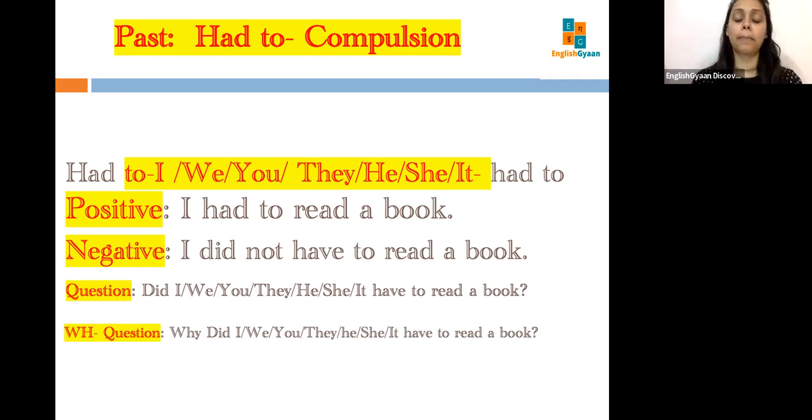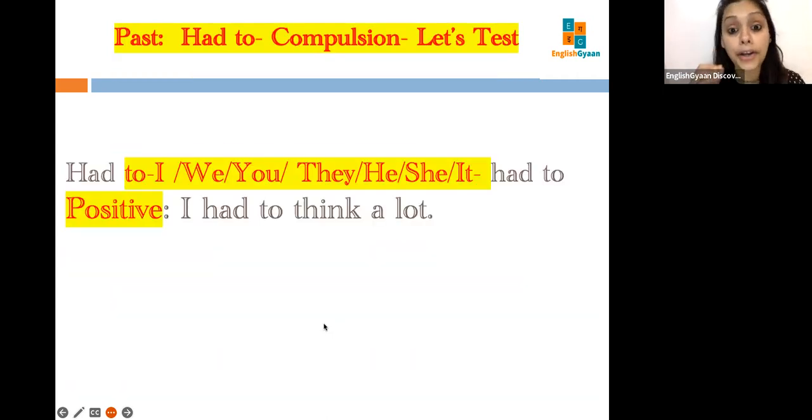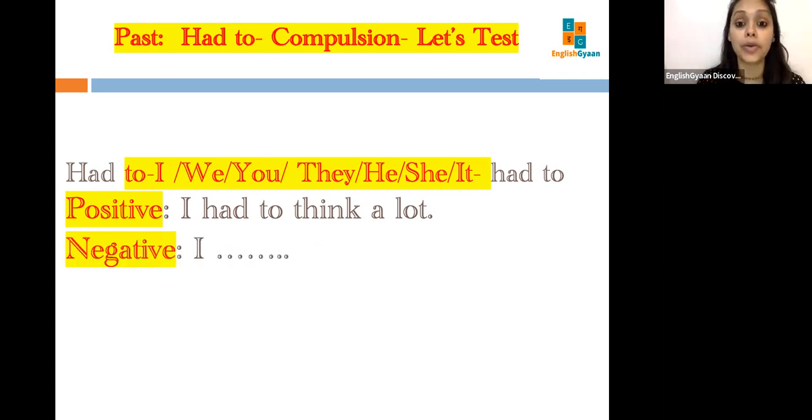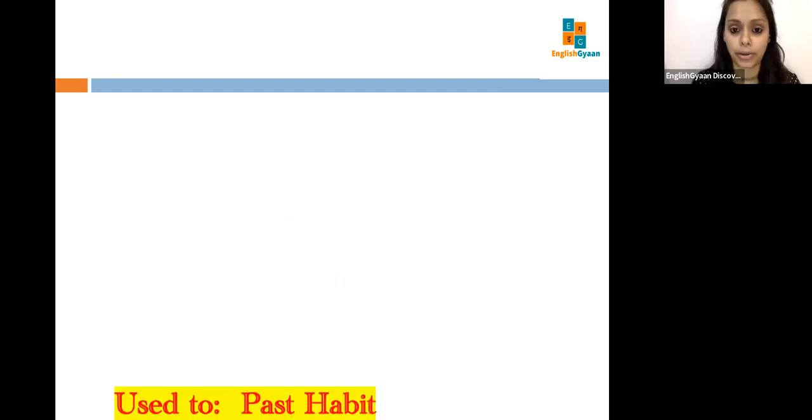So this is nothing but had to used for the past compulsion. For example, if I put a statement, I had to think a lot. And if I want to make it negative, I will make use of did not have to. I did not have to think a lot. Question, did I have to think a lot? A WH question, why did I have to think a lot? When did I have to think a lot? Or how did I have to think a lot? This is about had to, that is past compulsion.